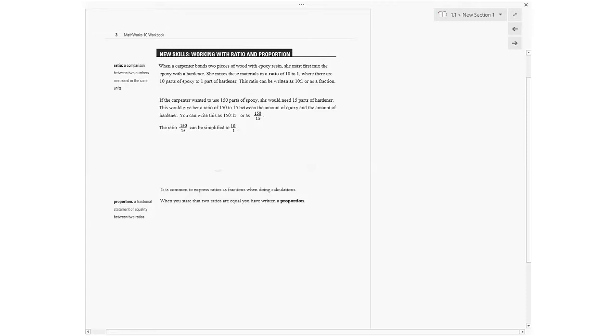Okay, so here we've got it 10 to 1. You can write it as 10 to 1, or as a fraction, which looks like 10 over 1. Make sure that we have both numbers there when we're talking about a ratio. Okay, important thing, a comparison between two numbers, this is what a ratio is, they have the same units. So if we have 10 cups, for example, of epoxy resin, then we've got 1 cup of hardener.